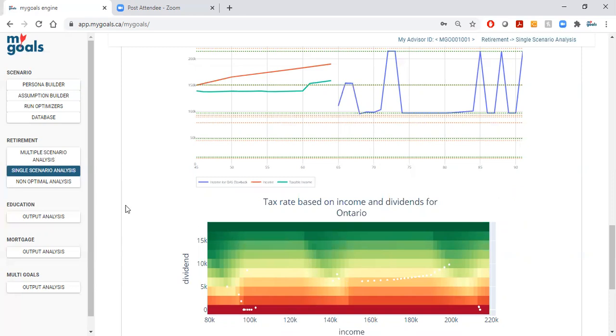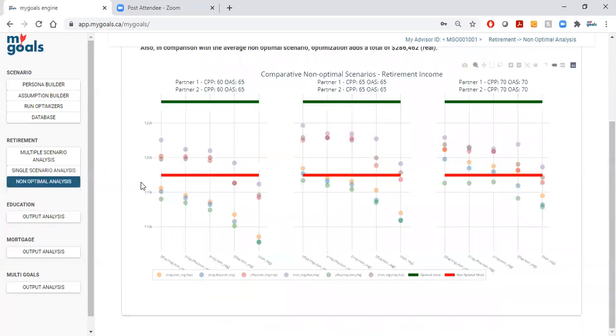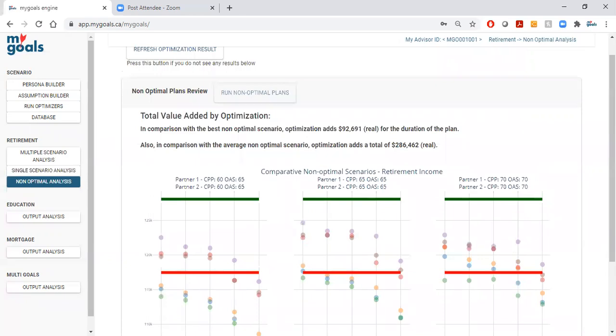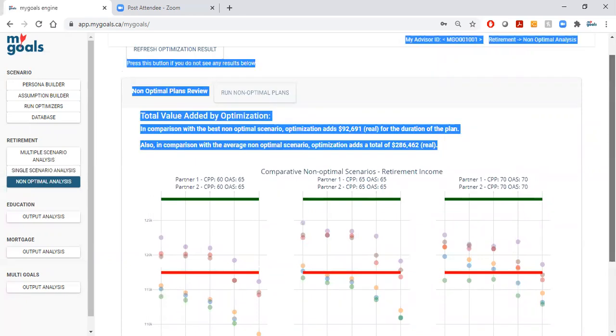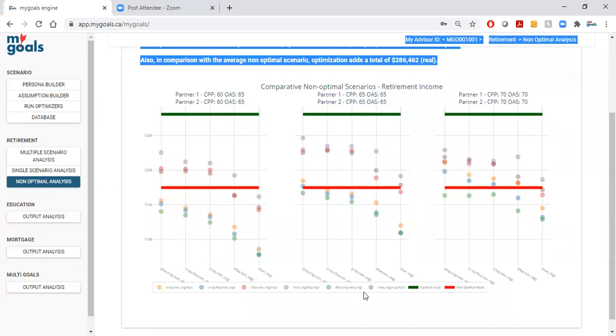Now, let's go to the non-optimal. And what we're going to do in this module, we are going to quantify the value of optimization, okay? Right now, let's turn off a few of these colors and just explain what's going on in this graph.